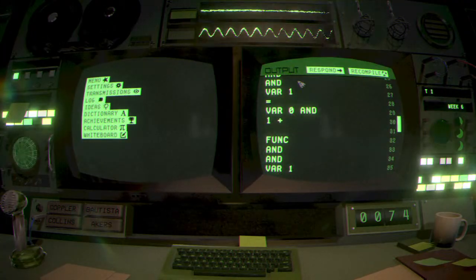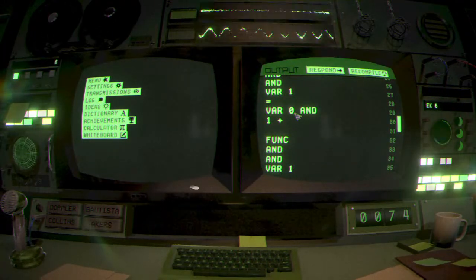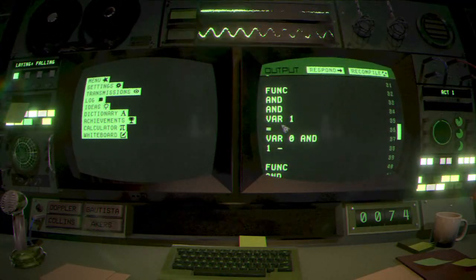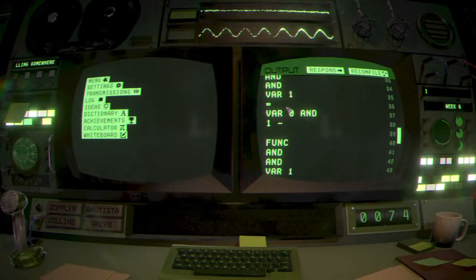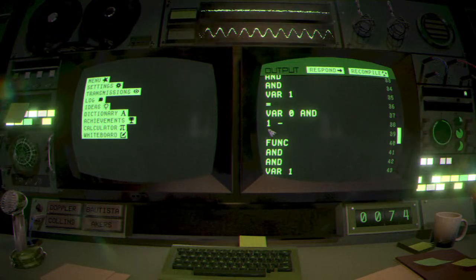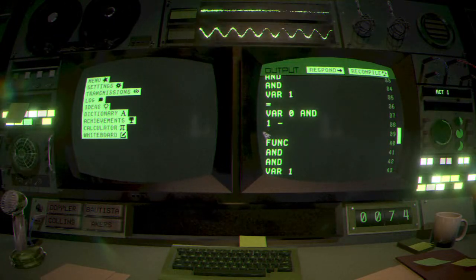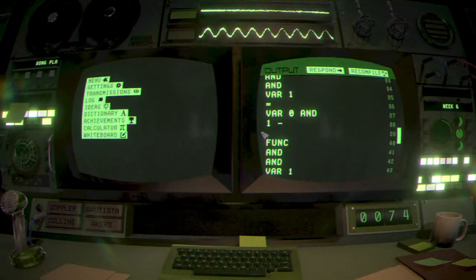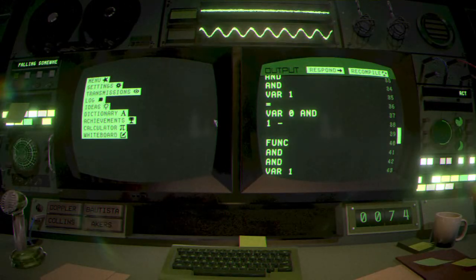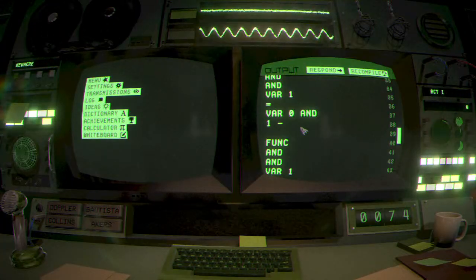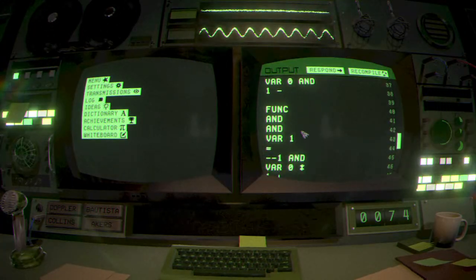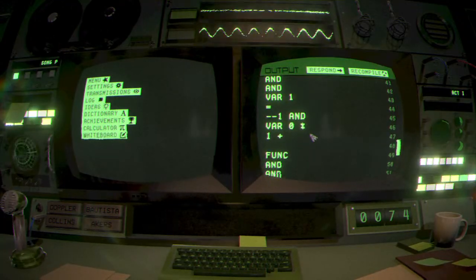Okay, next. Variable 1 equals variable 0 plus 1. Variable 1 equals variable 0 minus 1. I think I get what Batista meant. So this looks like sine and cosine, or like polar something. It reminds me of that.